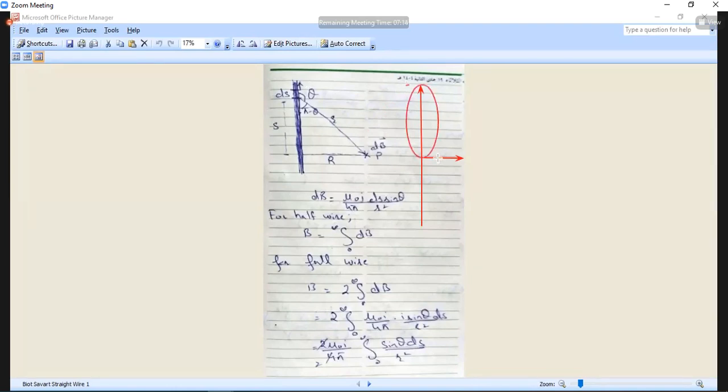there will be a magnetic field due to the lower section of the wire too. So I am calculating the magnetic field due to the upper section, and the total magnetic field would be the combination of these two sections. So I will take 2 into the integral of dB. Do you understand now, beta? Yes sir. So the total would be equal to 2 into mu naught dB here.